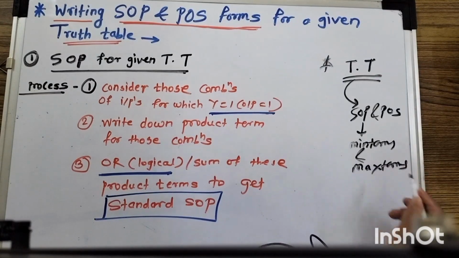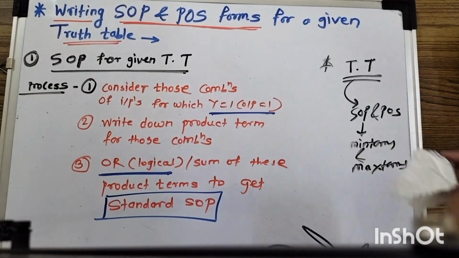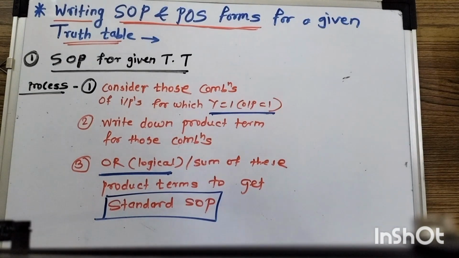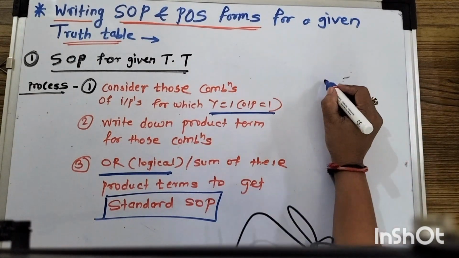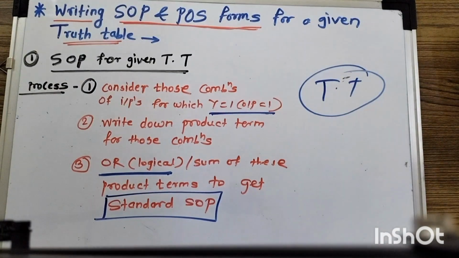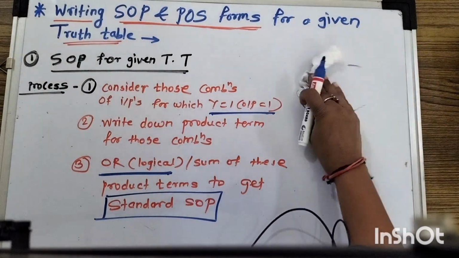Okay, so how will we do that? We will see basically that. In the exam, we are given only the truth table. Any truth table you are given, you have to write from that truth table the SOP and POS form, and express that expression using minterms and maxterms. Okay, so we'll see how we can do that.